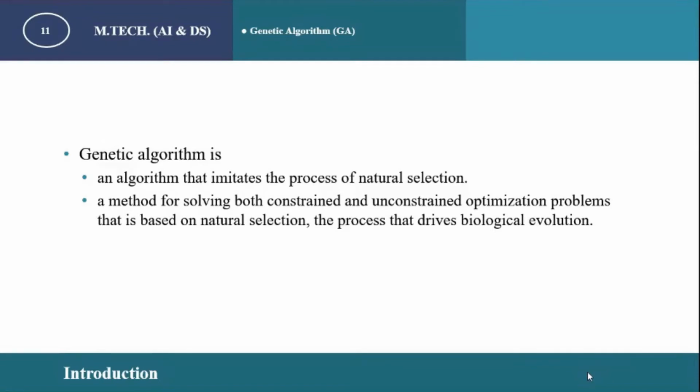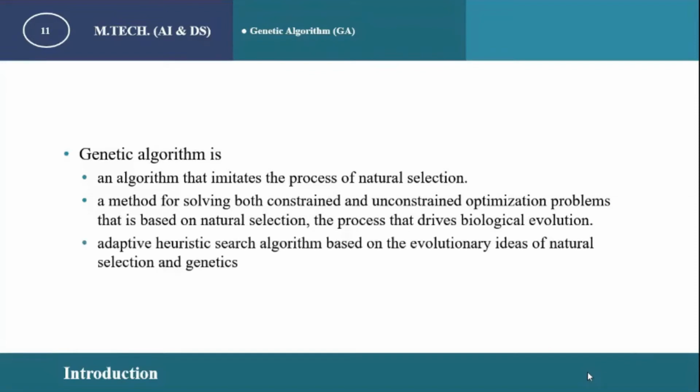So that is the constraint, and in some cases there may not be any specific criteria which restricts the solutions of the problem. So that is constrained and unconstrained. In a constrained optimization problem, there are some limitations present, and in unconstrained there are no limitations for the solutions. So that is the difference. So in order to solve this type of optimization problems, genetic algorithm was developed, and it is actually an adaptive heuristic search algorithm based on the evolutionary ideas of natural selection and genetics. So we will look into it in detail.